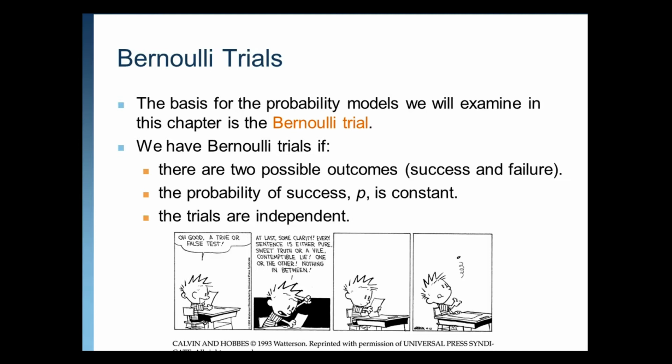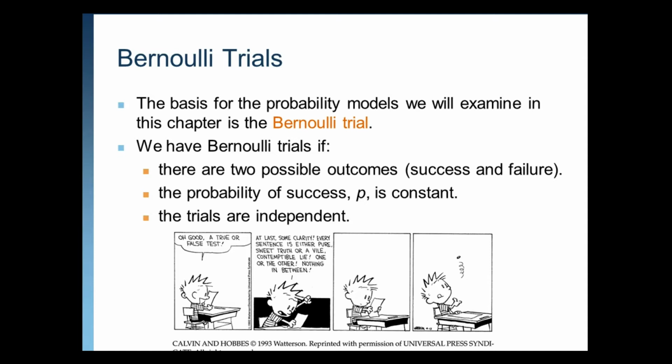Number two, the probability of success, P, is constant. And that means that it doesn't change. So when you flip a coin, the probability doesn't change. When you roll a dice, the probability doesn't change. When you draw a card, the probability does change. So if I was to ask, what's the probability of drawing 2 aces from a deck of cards? The probability of the first ace is 4 out of 52. The probability of the second ace is 3 out of 51. The probability changed, so that's not a Bernoulli trial.